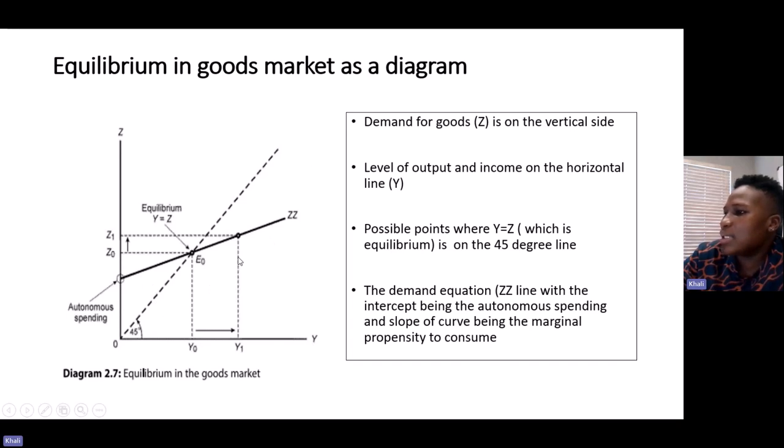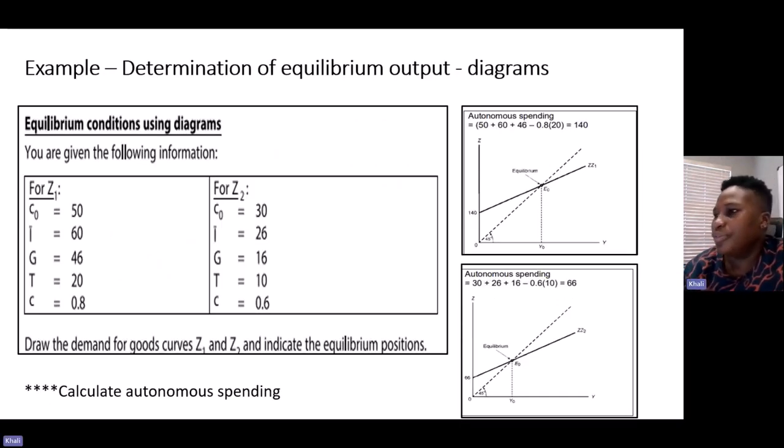So you just need to remember that at any given time, on your vertical axis, you've got Z. On your horizontal axis, you've got the level of output. Your 45 degree line is all the possible combinations at which your income is equal to your demand. And the equilibrium is where the demand equation intersects that line. So as a way of explaining how this works in diagrams, you will be given the information, just like we were given with the equation: C0, investment, government spending, taxes, and marginal propensity to consume, and you are requested to draw the demand curves for Z1 and Z2.